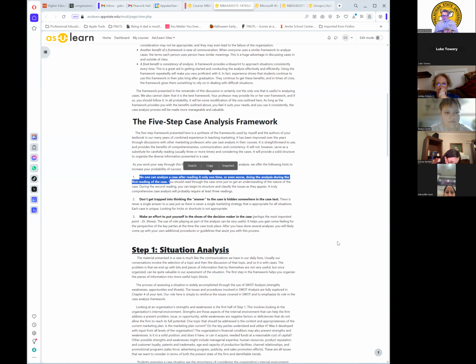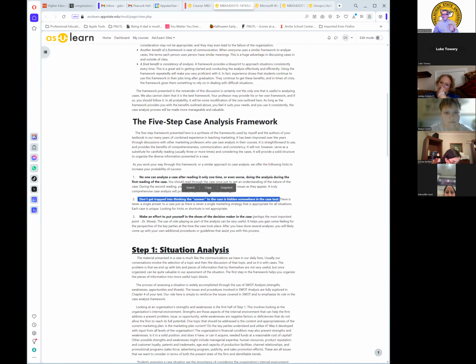The next is don't get trapped into thinking that the answer is hidden somewhere in the text, all right? Maybe there's not a single answer. Maybe there are multiple issues, and when we change one thing, it may in essence change something else. And so don't feel like a single strategy or a single solution is appropriate for everything, all right? Remember that when you read the cases, each case is unique.